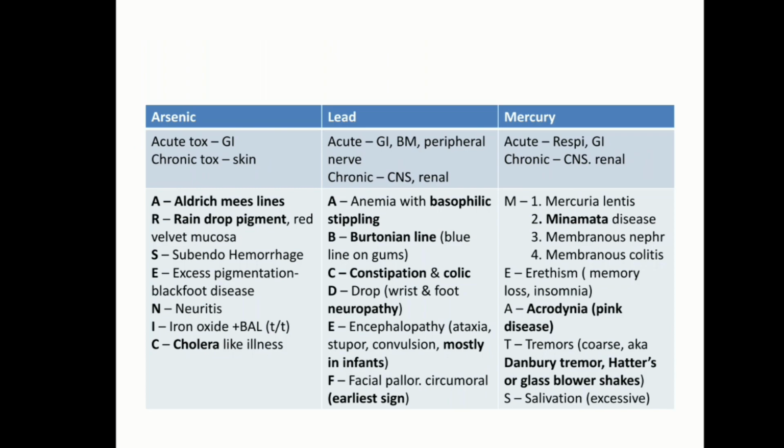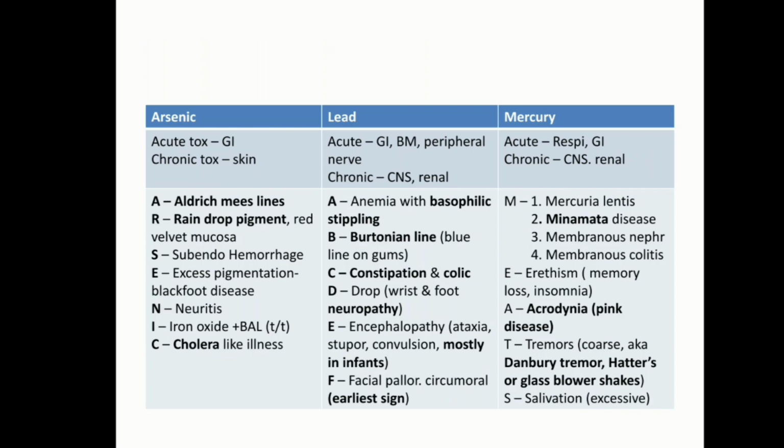Arsenic inhibits the pyruvate dehydrogenase enzyme. Lead inhibits aldehyde ferrochelatase enzyme, which are involved in heme metabolism. It also inhibits pyrimidine 5-nucleotidase, which is responsible for basophilic stippling in RBCs. Mercury inhibits glutathione metabolism. All three poisons, arsenic, lead and mercury, during their acute toxicity affect the GI system, and so it is also the route of entry. So that's how you can remember it.